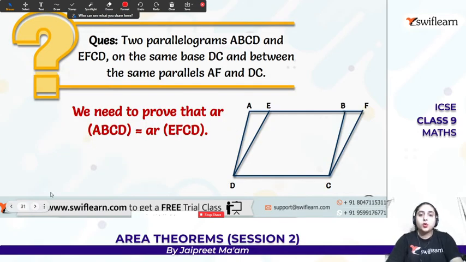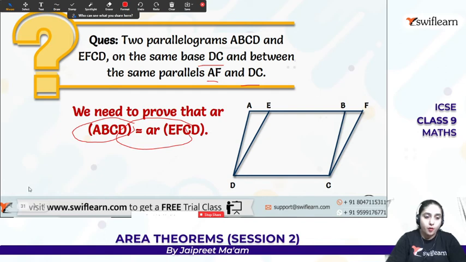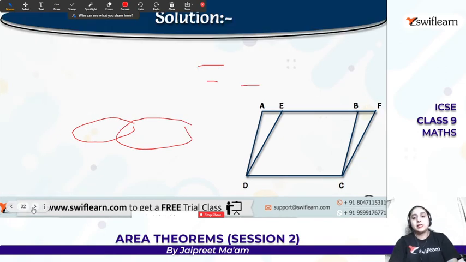Okay, so two parallelograms ABCD and EFCD are on the same base DC and between the same parallels AF and DC. We need to prove that the area of ABCD is equal to the area of EFCD. So let's see how we will prove it. It's very easy basically.